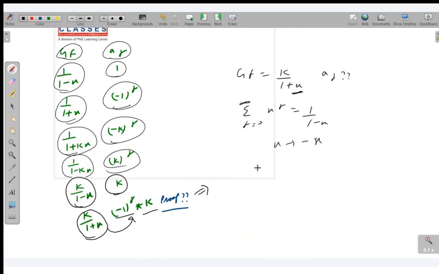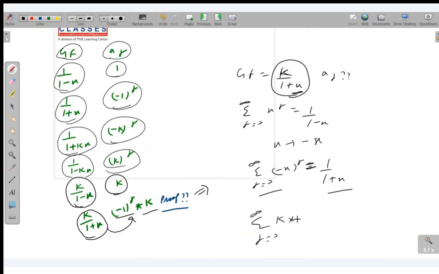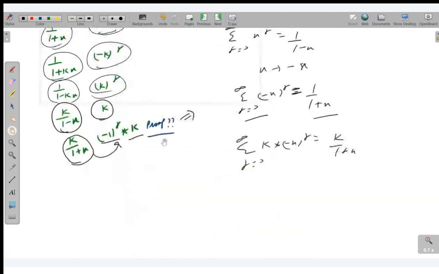So I will get sigma r equal to 0 to infinity minus x power r is 1 upon 1 plus x. But the generating function was k into 1 upon 1 plus x, so I will multiply both LHS and RHS by k. Because they are equal, we can multiply by k. So we get sigma r equal to 0 to infinity k multiplied by minus x power r is k upon 1 plus x. It hardly matters whether k is outside or inside the sigma, because it is a constant quantity. We can simply take it common also.